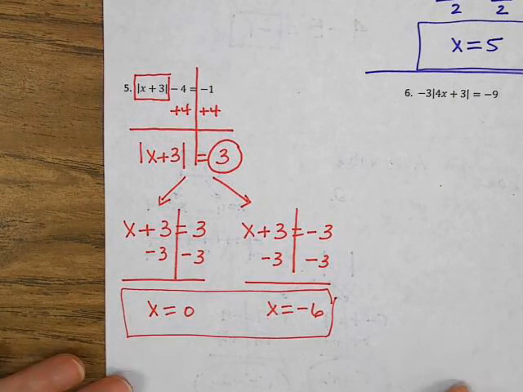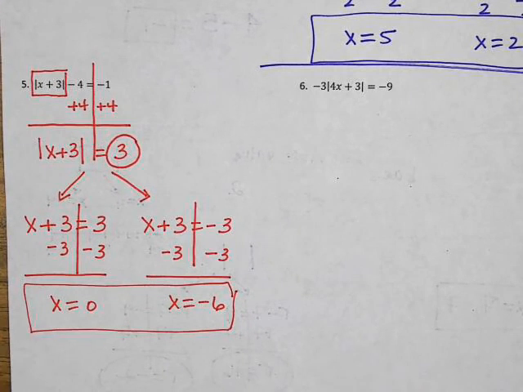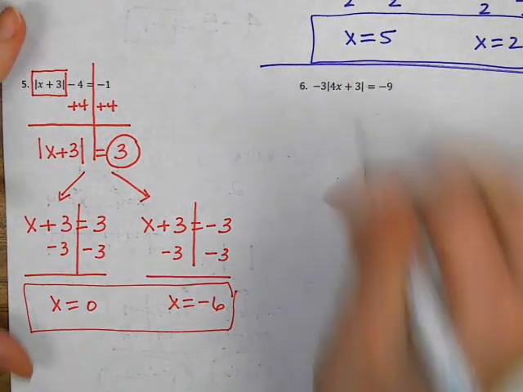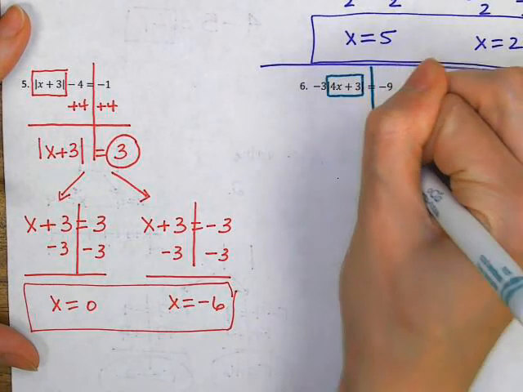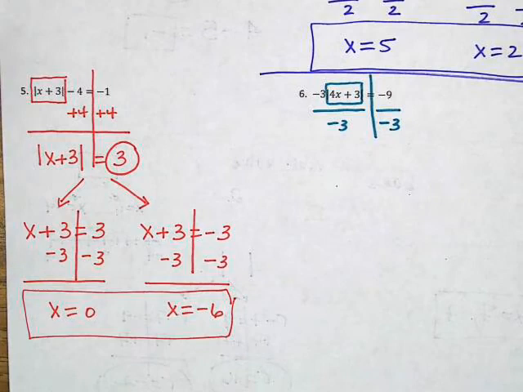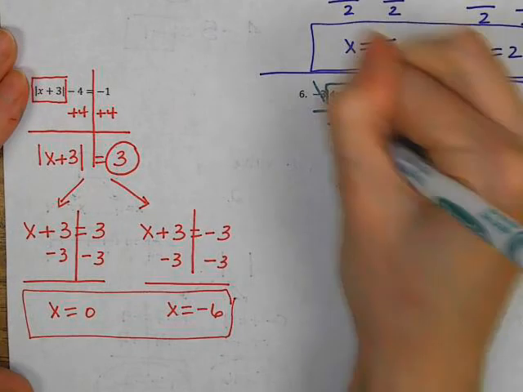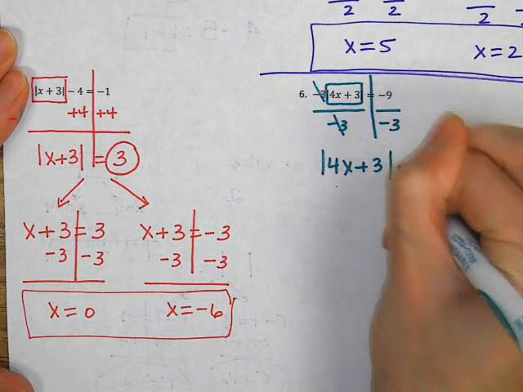And then for anybody still watching, let's do number 6 as well. You might want to pause it first and try it. Okay, so before we set up our two equations, we need to isolate. So in order to isolate the absolute value, I hope you would agree that we need to divide both sides by negative 3, because you cannot distribute into an absolute value. These cancel. We get the absolute value of 4x plus 3 equals 3.